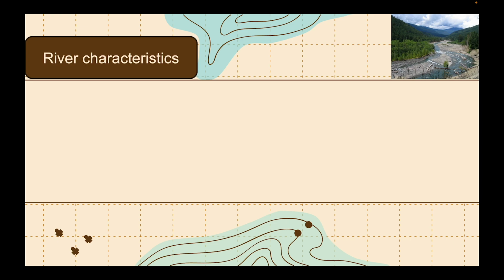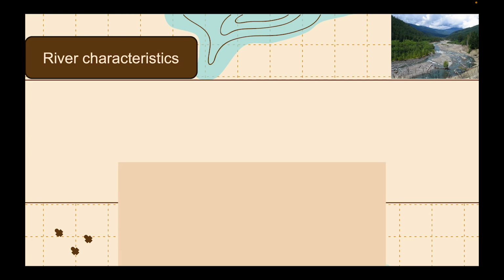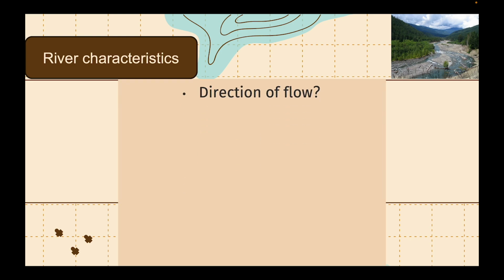If you get this type of question, what are some of the pointers we want to look for, certainly on the map? So the first thing to consider is what's the overall direction of flow. The second one, what's its length? This can be easily calculated by using the scale provided on the OS map. The third aspect, its width.